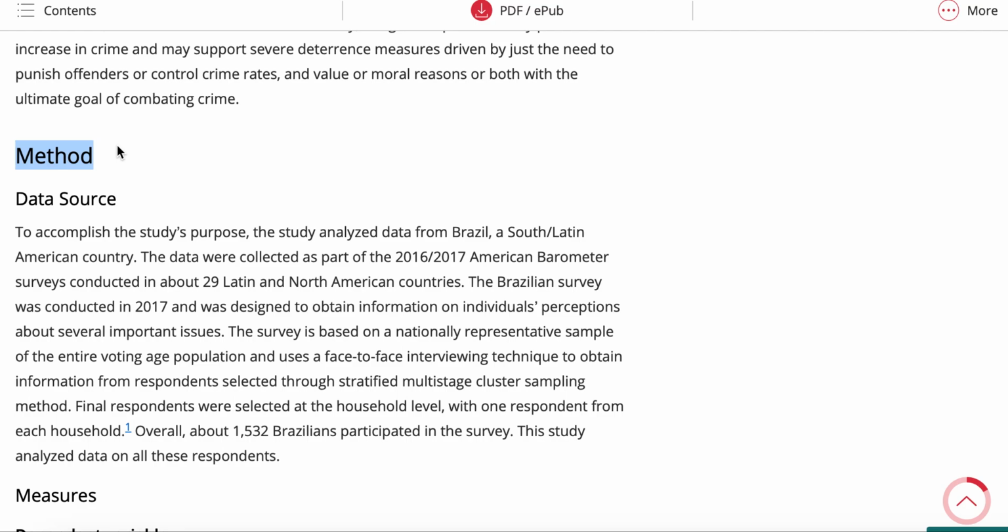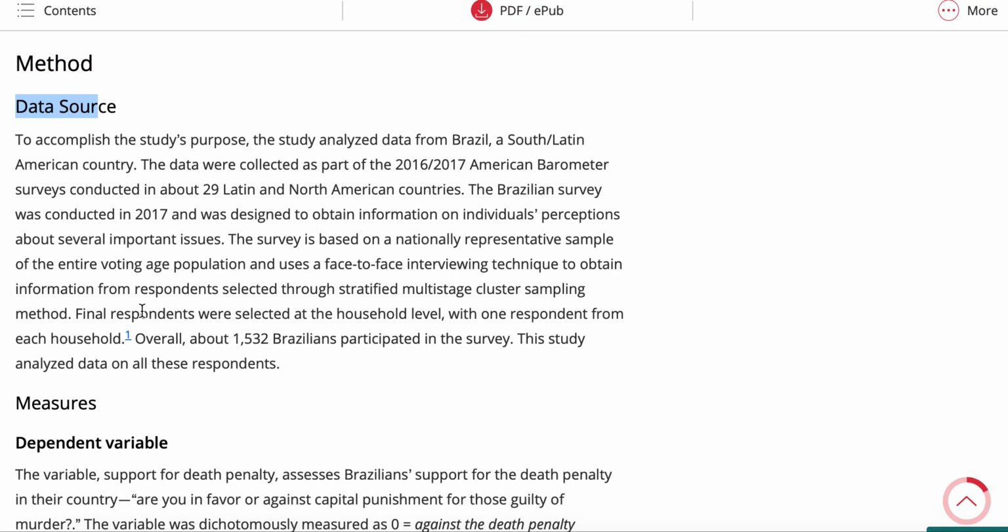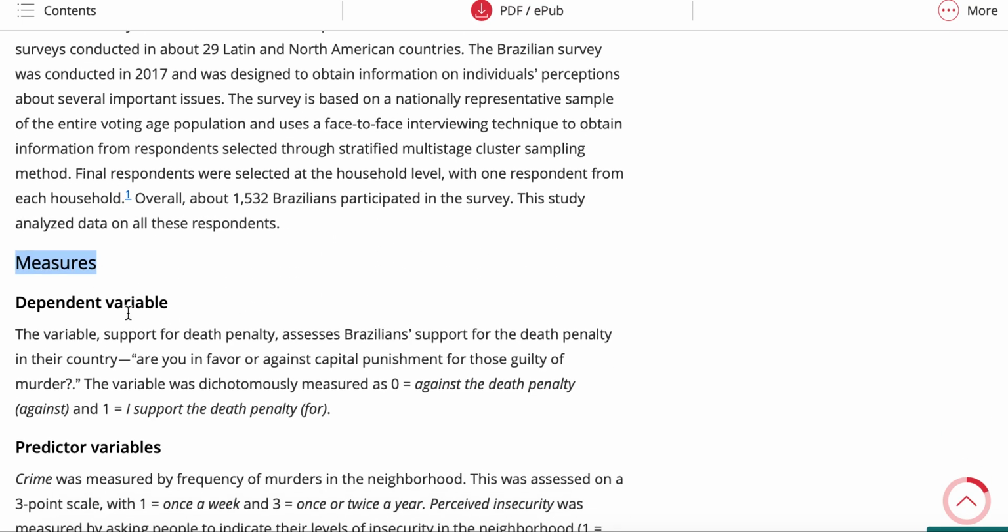So you're not going to have the method section in your paper, but in an article, when you're reading through the articles for your paper, know that most of your articles that you run across should or will have this. So the methods are basically the data that they're using. So you'll have your data source, and then you'll have your measures.